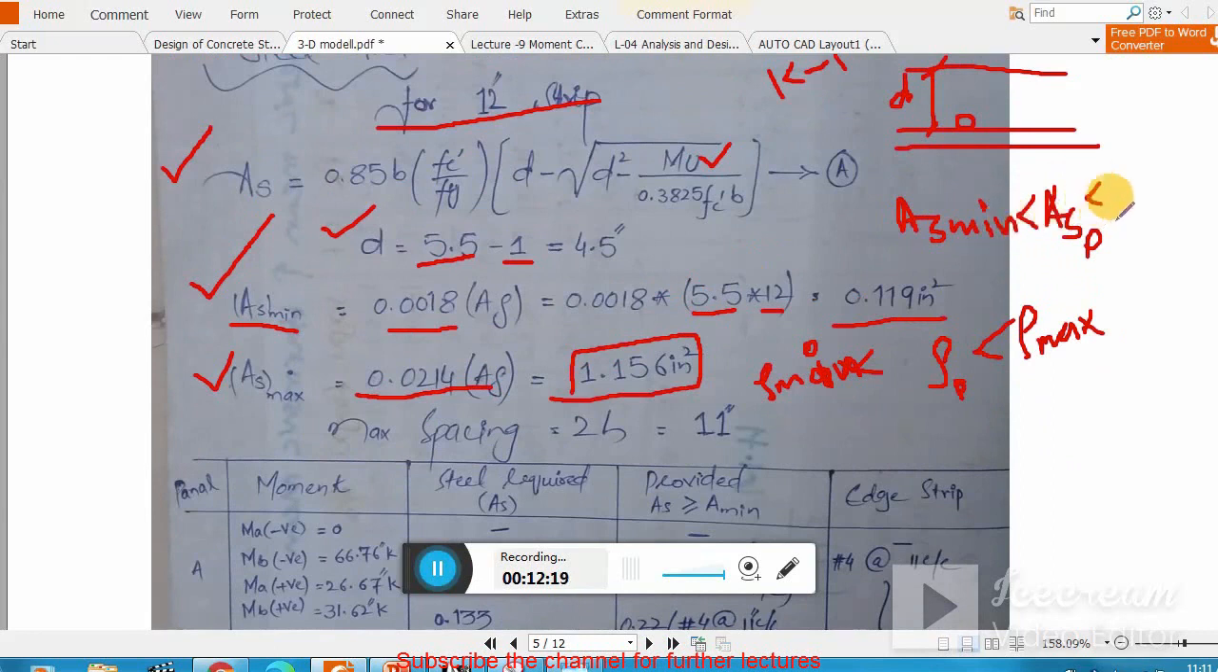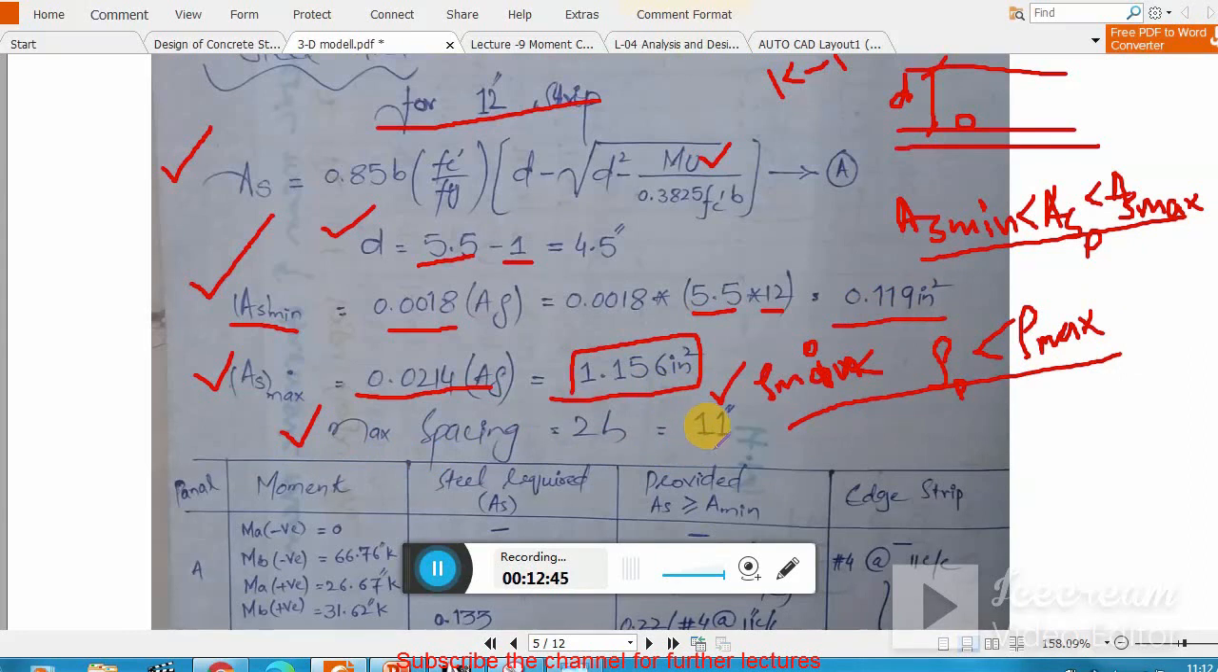Clear? And it should be less than As max. Clear? So this is the approach which ACI explained for ductility control, remember, to prevent brittle failure. So you have to find out the maximum spacing. This is 11 inch. You don't need to exceed your spacing more than 11 inch.